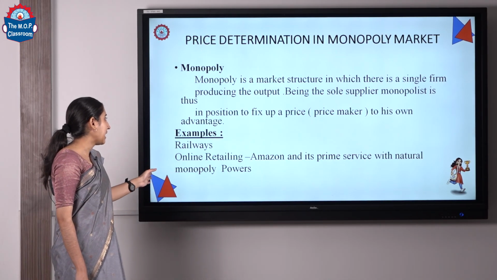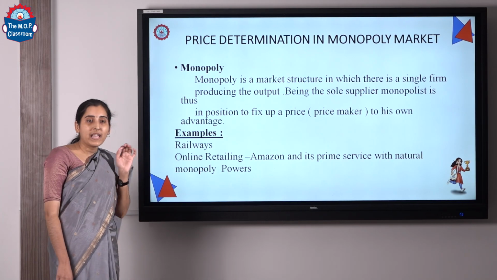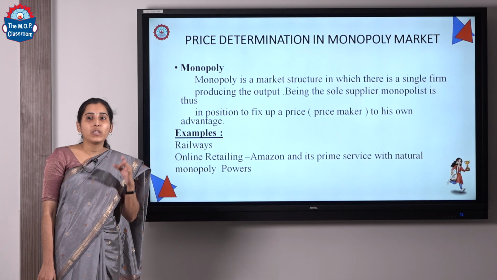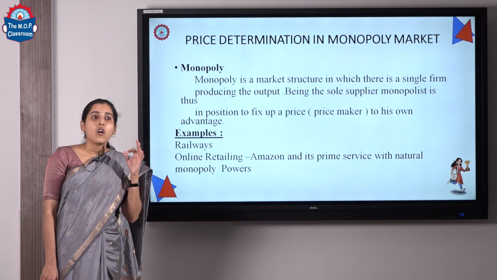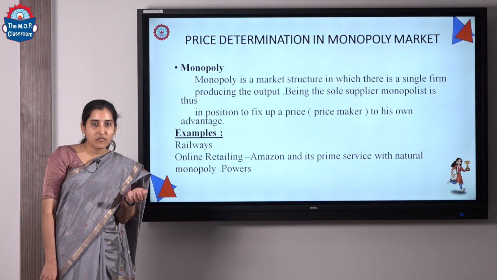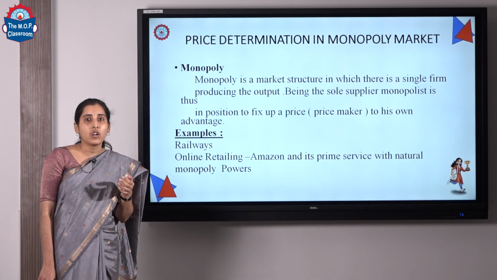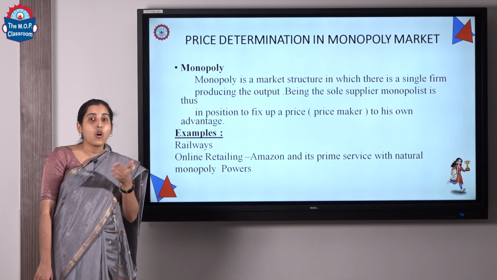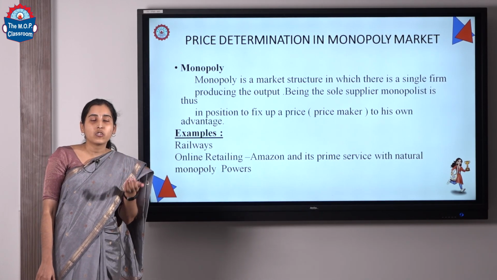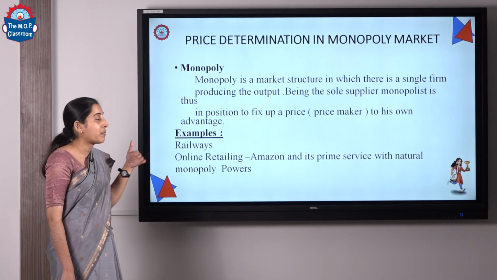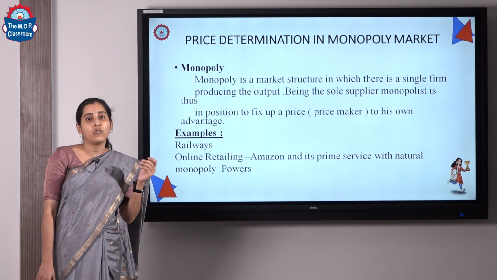When you talk about the examples of monopoly, the best and oldest example is always the railways, where the railways always have a monopoly function. When you talk about the different types of monopoly, we also have something called the natural monopoly situation, when we take online retailing, where we talk about Amazon, and under Amazon, the Prime service is the natural monopoly concept.